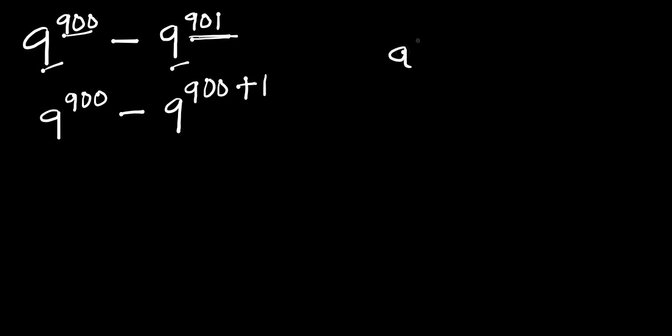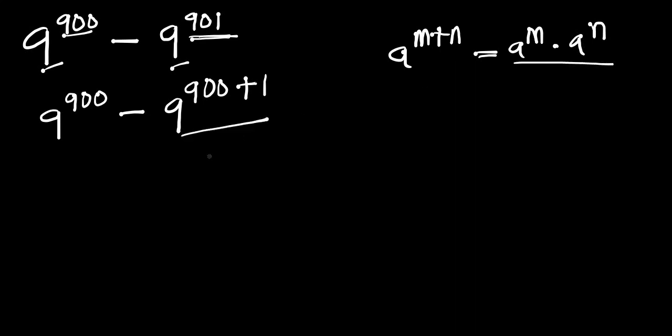So the next thing is for us to make use of this known identity. If you have a to the power of m plus n, this equals a to the power of m times a to the power of n. So we apply this identity right here, and what we are going to have is 9 to the power of 900 minus, we have 9 to the power of 900 times 9 to the power of 1.